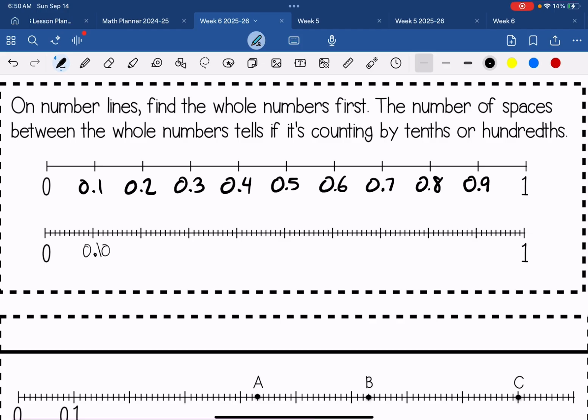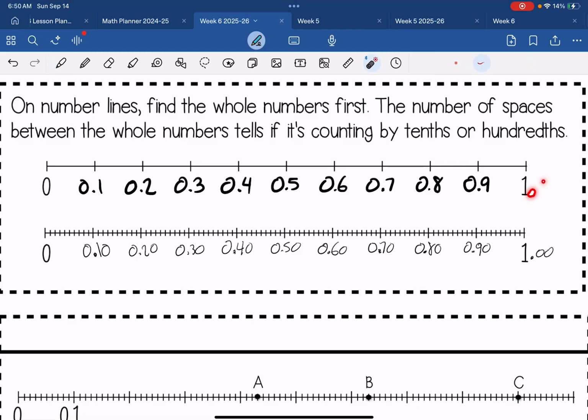So that's 10 hundredths, 20 hundredths, 30 hundredths, 40 hundredths, 50 hundredths, 60 hundredths, 70 hundredths, 80 hundredths, 90 hundredths, and then you get your one whole, right? Oh, and I forgot to tell you to put a decimal point over here and a 0.